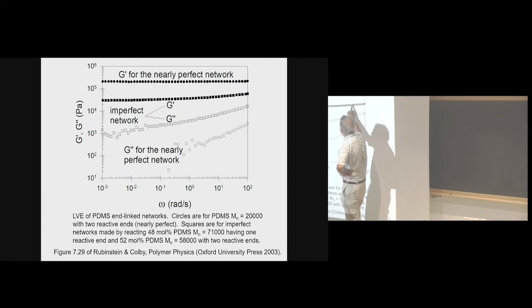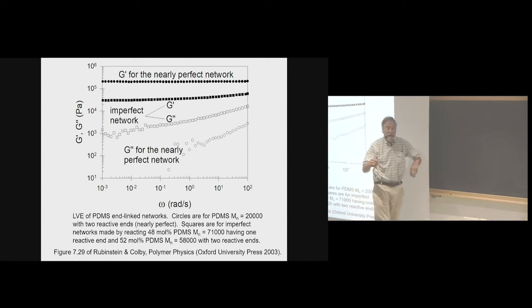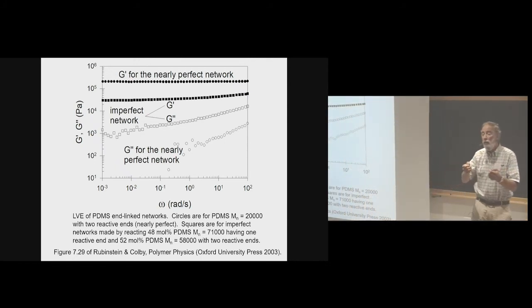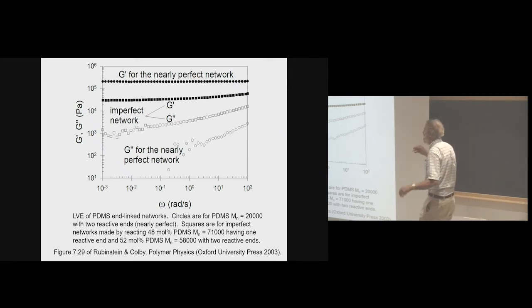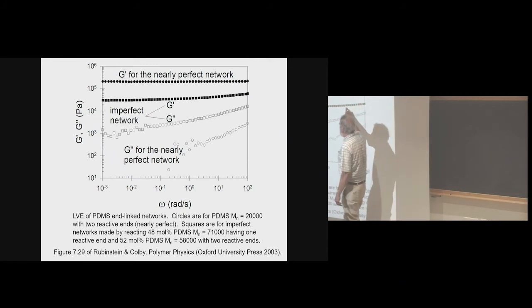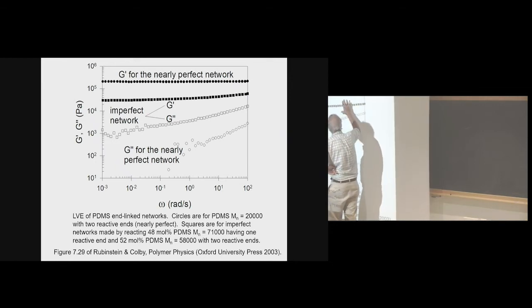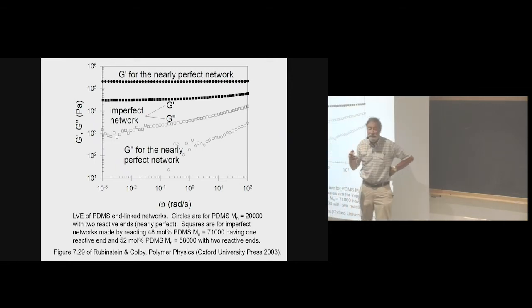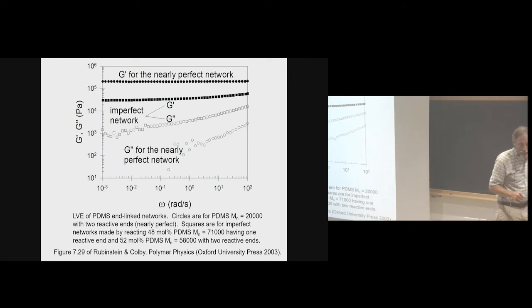And then we made intentionally imperfect networks by mixing two types of telechelic PDMS, one with 2 reactive end groups like we use for the perfect network, and one with only 1 reactive end group. So we intentionally introduced what are called dangling ends in the network. And then, of course, that lowers the plateau modulus, but also makes G prime not quite flat. It's approaching flat at the lowest frequencies. And G double prime is down here. It's much closer to G prime in this case. It means the phase angle is easily measured, maybe 1 degree or something like this.